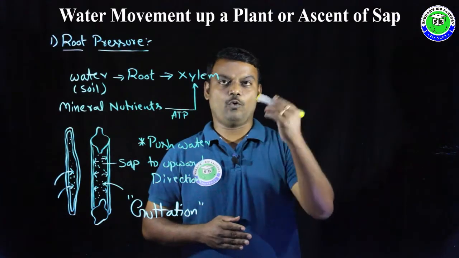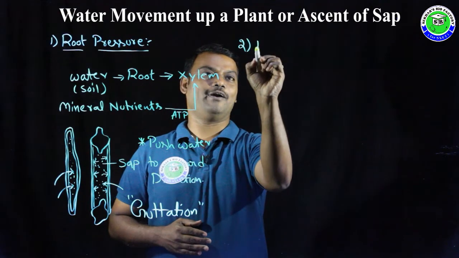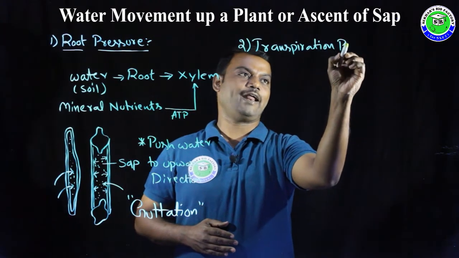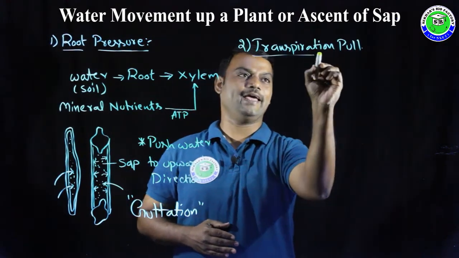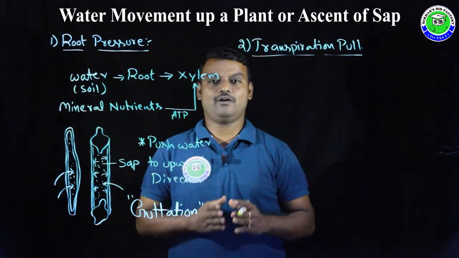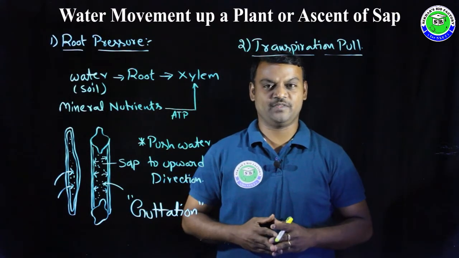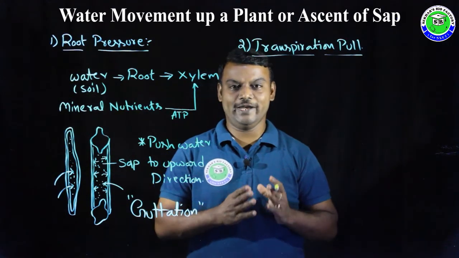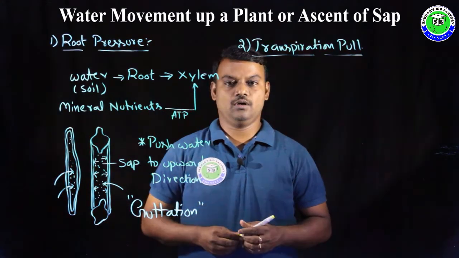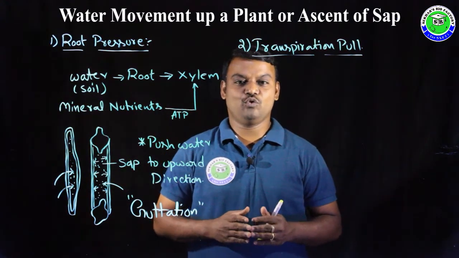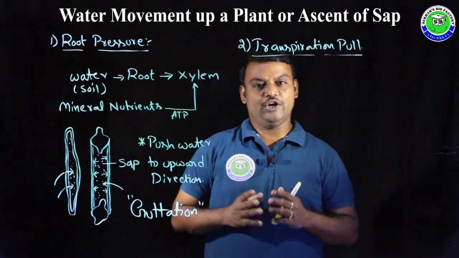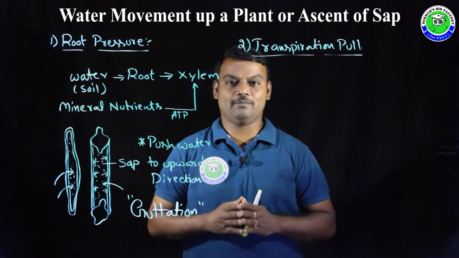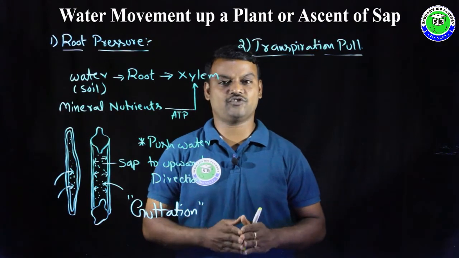Along with this root pressure, one more important concept is called transpiration pull. So transpiration pull also plays a major role in water transportation through xylem tissue. Water is transported in the plant body continuously in one direction with the help of xylem tissue. Why? Because in the plant body there is no special circulatory system, and due to the absence of this circulatory system, the vascular tissues, especially xylem, play an important role in the transportation of water.